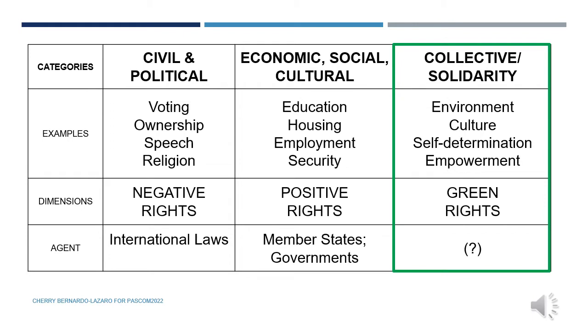The third category is the collective or solidarity rights, which include the right to organize as a group, practice certain culture, right to self-determination and empowerment. Right to clean air and healthy environment are sometimes included here. Some would refer to these rights as green rights. Question is, if civil and political rights are under international laws and economic, social, and cultural rights are under the governments, who take care of collective and solidarity rights?